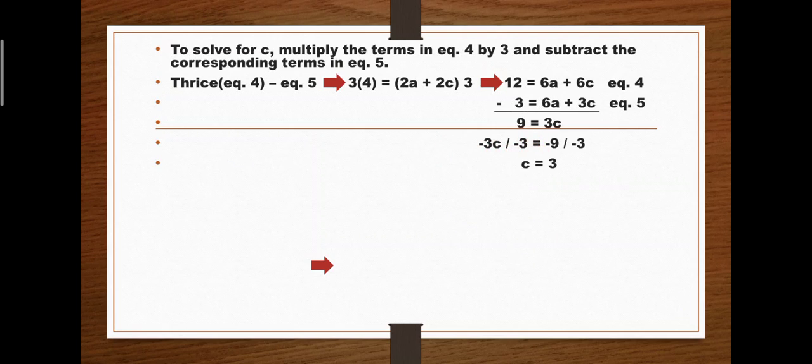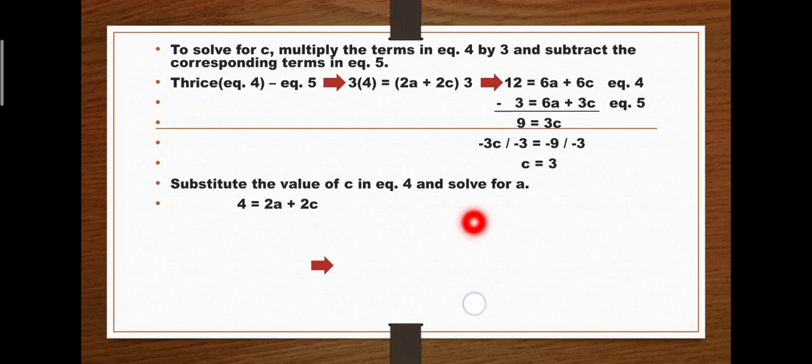So, c is equal to negative 9 divided by negative 3, which is positive 3. So, we now have the value of c, which is 3. Next, we are going to substitute the value of c in equation 4 and solve for a. Since we got the value of c, which is 3, we will use equation 4 and substitute the value of c, which is 3, to get the value of a.